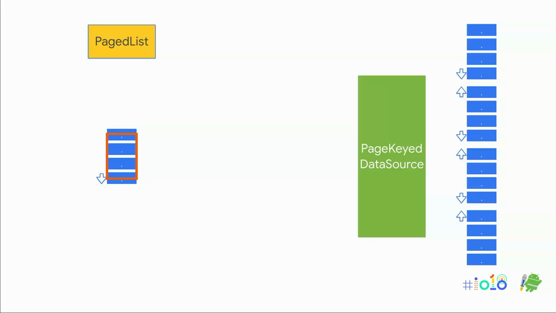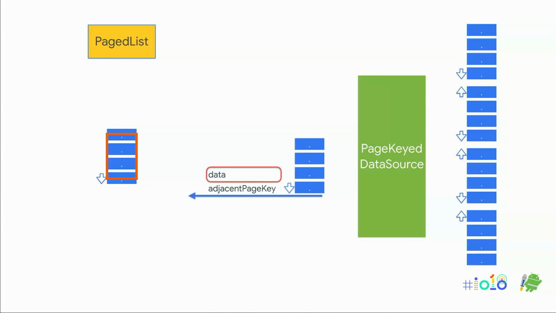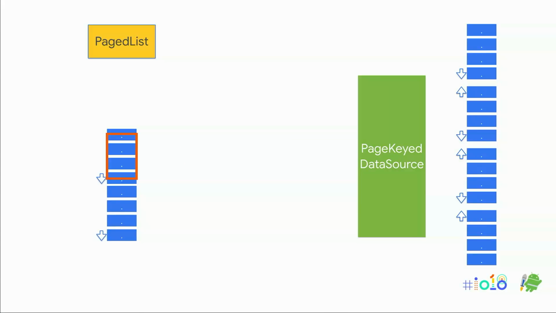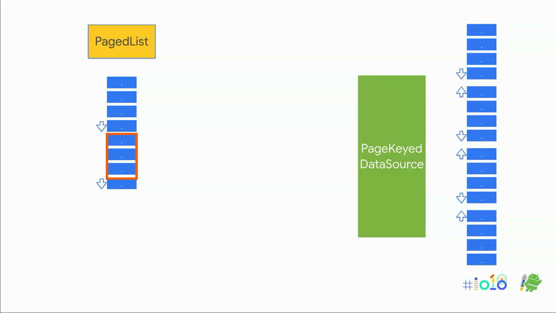If the user scrolls, we need more content, so we are going to call the load after method, using the key that was returned in the previous request to get the next page from the data source. Now, this next page comes with a field called adjacent page key. So it always tells us, OK, what is the next page in this direction? It's literally like a linked list of pages. Once you take that, the user can scroll more.